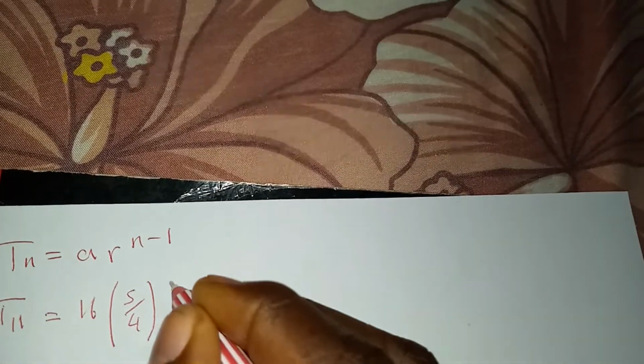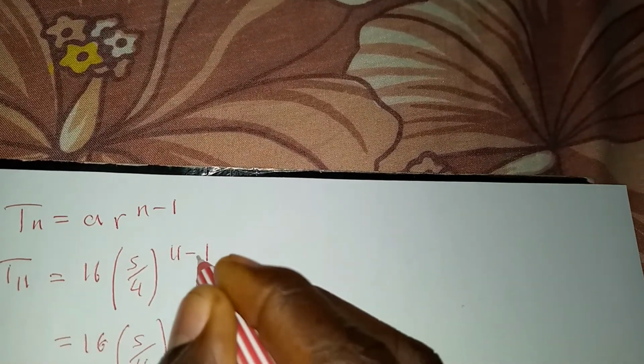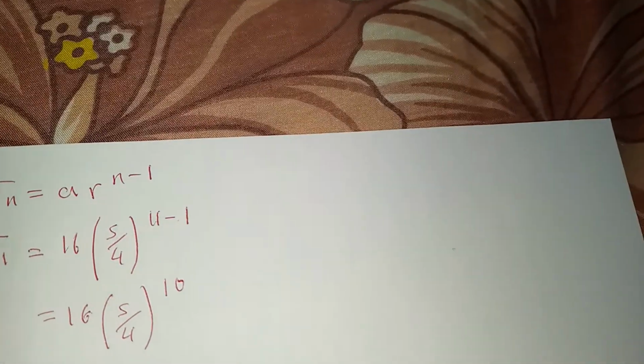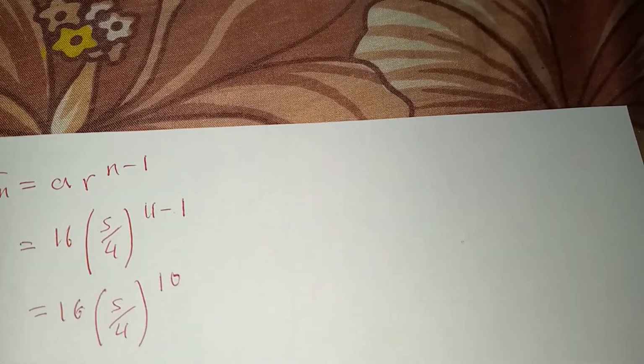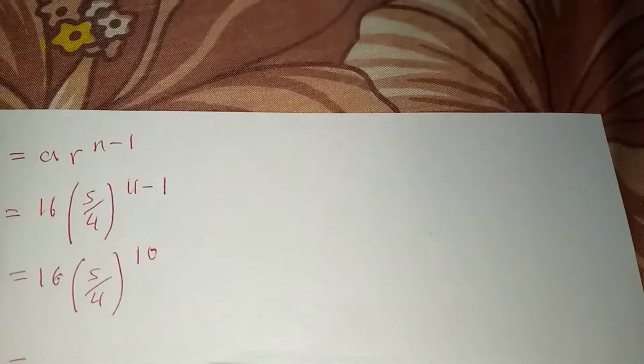The nth term is given by the formula first term times the common ratio to the power n minus 1. So they have said the 11th term. So here it will be T11 is equal to the first term, we are having 16 there, then times the common ratio, it is 5 over 4 to the power 11 minus 1. So this is 16 in brackets 5 over 4, 11 minus 1 that gives us 10.